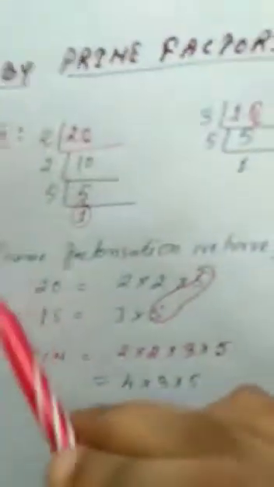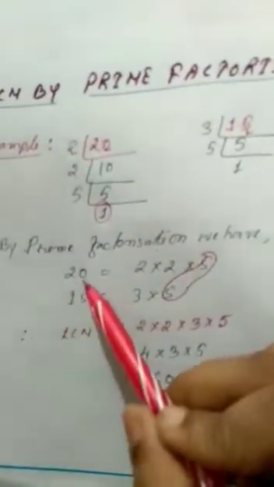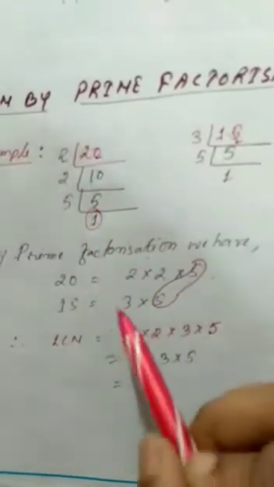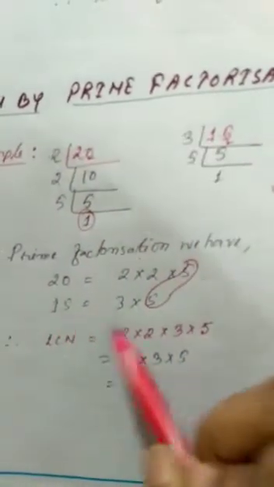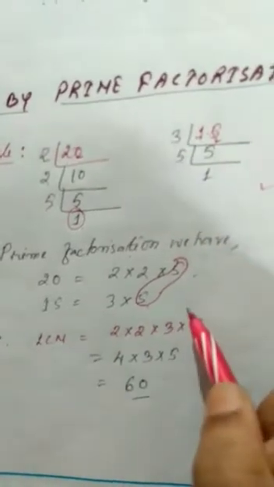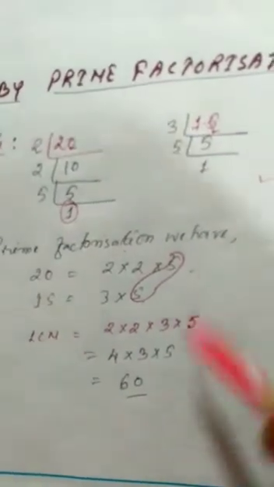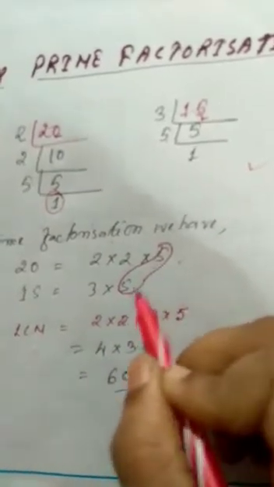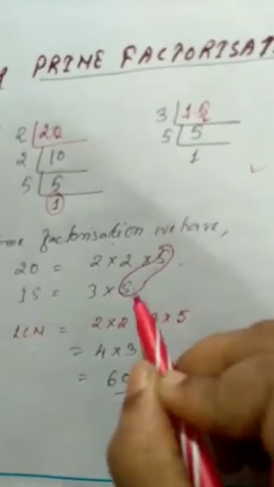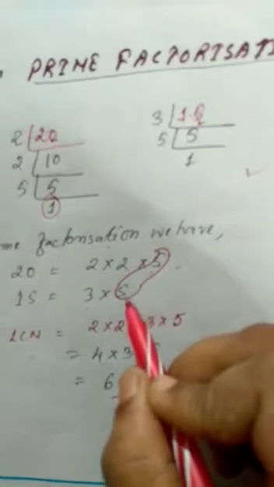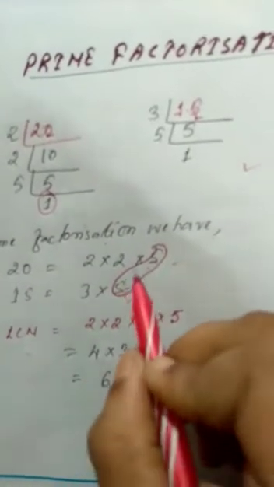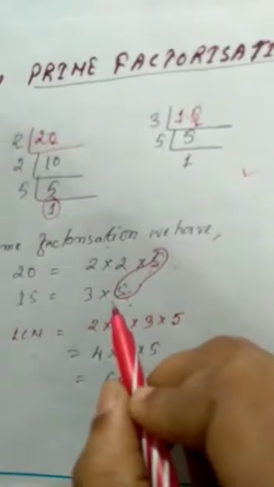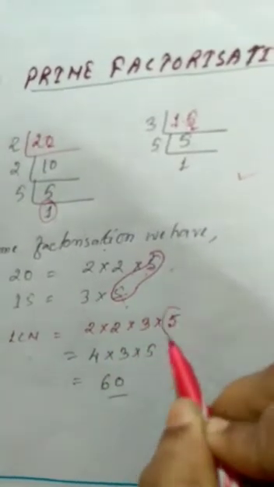Fine children, now by prime factorization we have 20 as 2 into 2 into 5. This all we have to write here in the same way, and 15 we will write as 3 into 5. 1 we will not write here. Okay, and now LCM will be what, students? At first we have to look at the common number. Between these two numbers, 5 is common here. Common means it should be in both the numbers. So 5 is a factor of 20 also and 15 also, both. So we'll write here 1 5.